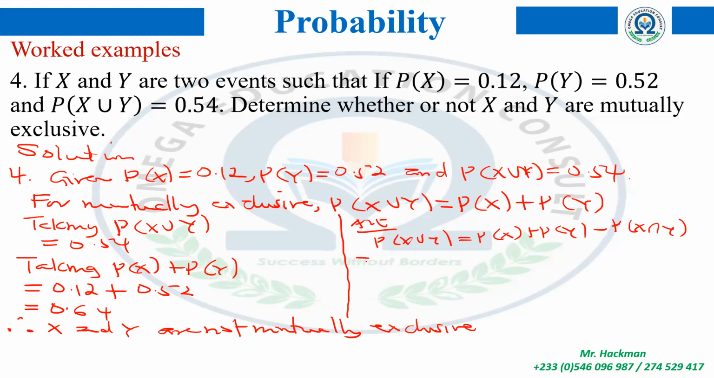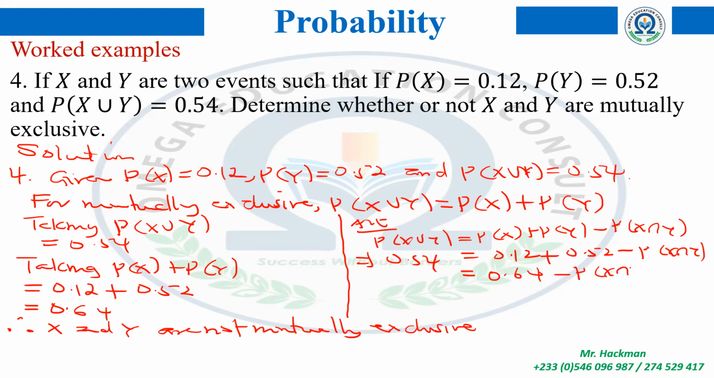So I can say that this implies that P of X union Y, I'm told that is 0.54, is equal to P of X, which is what? 0.12, plus P of Y, which is 0.52, then minus P of X intersection Y. You know why you are doing this. You want the intersection to be 0. If it doesn't give you 0, then it means you are not dealing with mutually exclusive events. So we add this and we are going to get 0.64 minus P of what?